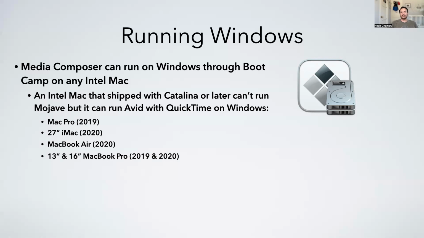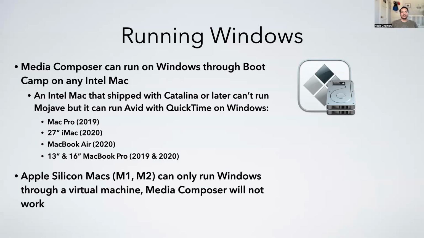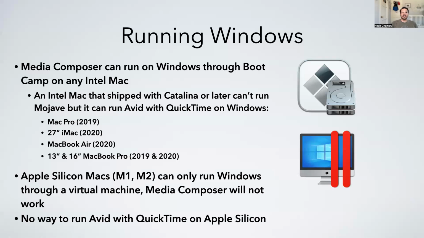If you're going to be running Windows on it, that's fine. But at some point, you're going to need a new computer, and Apple Silicon Macs, which includes the M1 and now the M2, can only run Windows through a virtual machine like Parallels, and Media Composer cannot run through a virtual machine. So because of that, there's no way to run Avid with QuickTime on Apple Silicon.